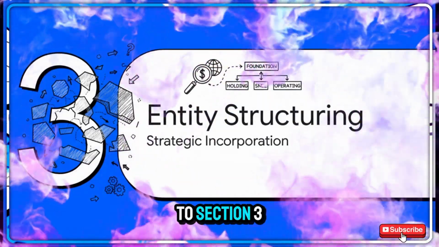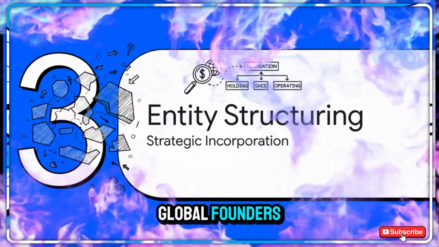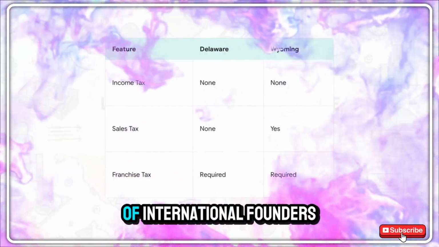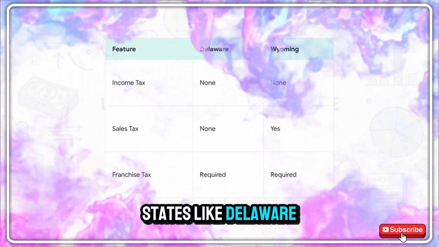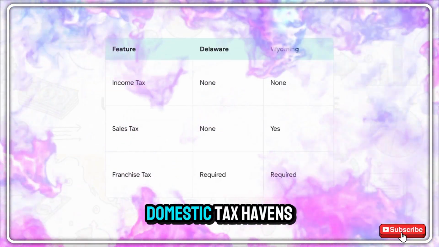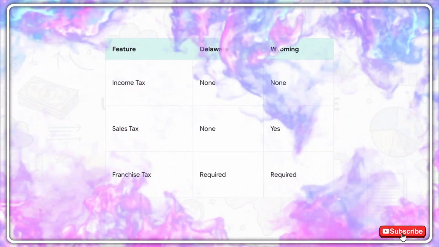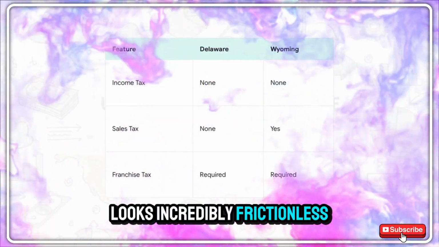Let's move on to Section 3, Strategic Entity Structuring, and examine how global founders try to navigate this fragmented system. So a lot of international founders try to use structural arbitrage. They look at states like Delaware and Wyoming, which are famous domestic tax havens for non-residents because they don't have state income tax. Delaware doesn't even have state sales tax.